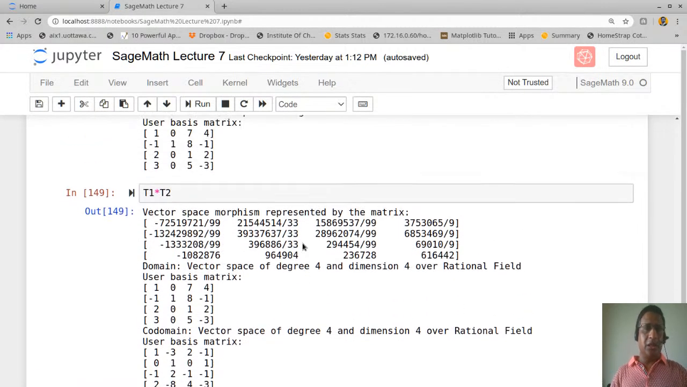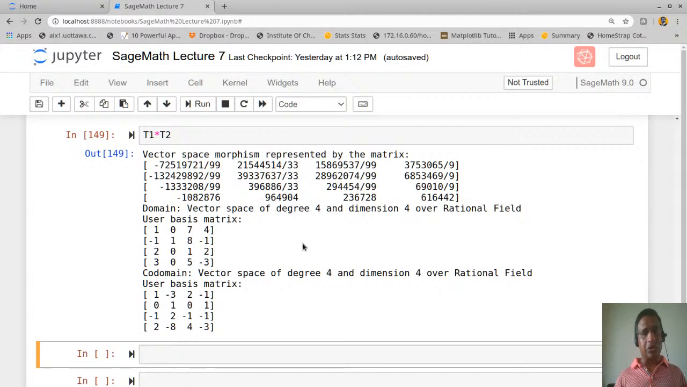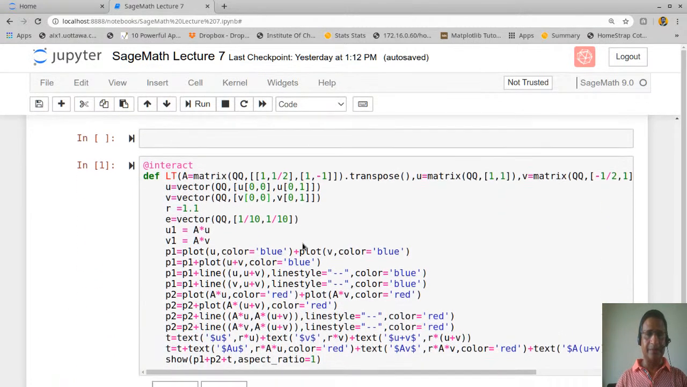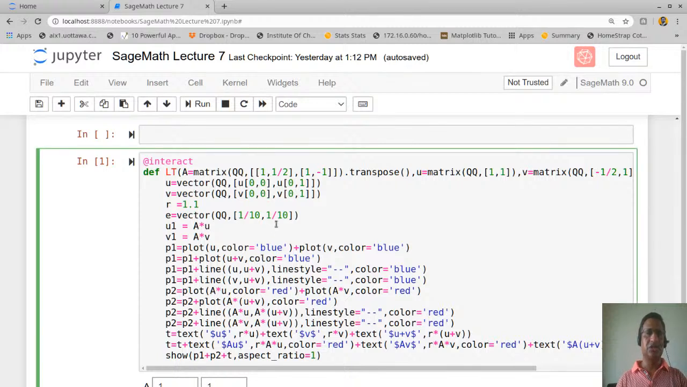Okay, using Sage you can also demonstrate the geometric meaning of a linear transformation, especially in 2 dimensions and 3 dimensions. So using Sage Interact, let us say I have already written this code. What it does is it takes a 2 cross 2 matrix and 2 arbitrary vectors, and looks at how these vectors are transformed under the linear transformation given by the matrix, and you can change that and automatically the images will change.